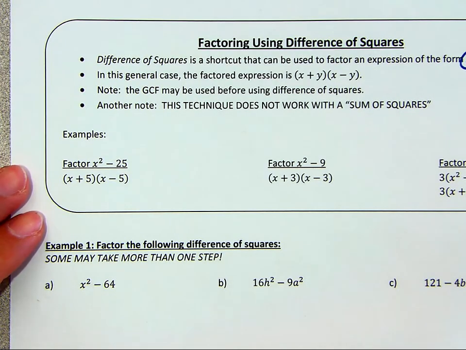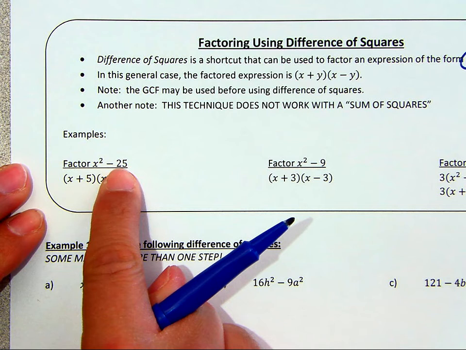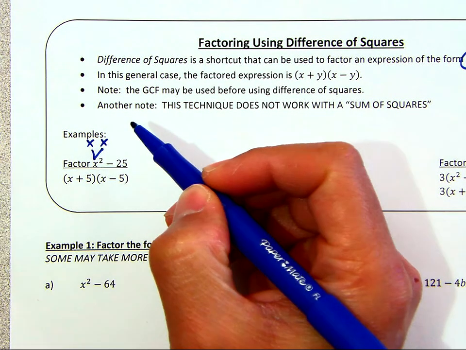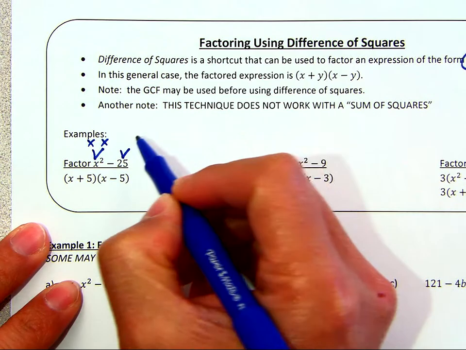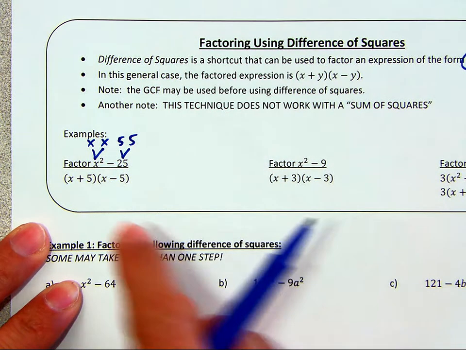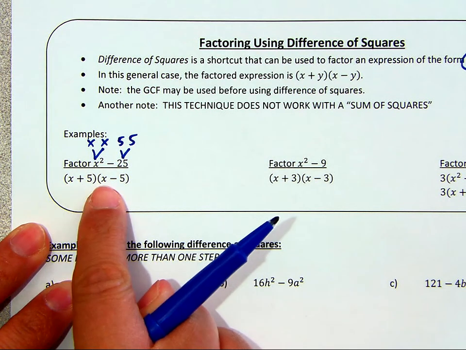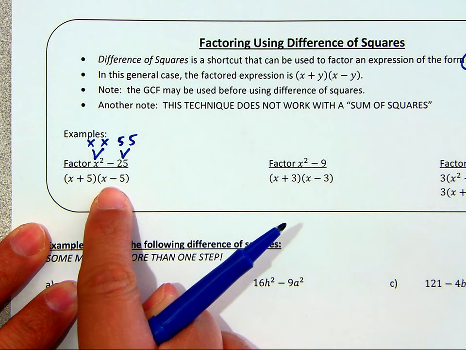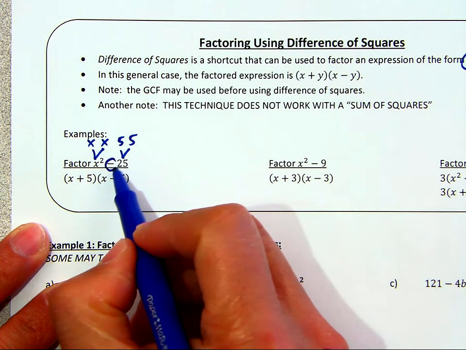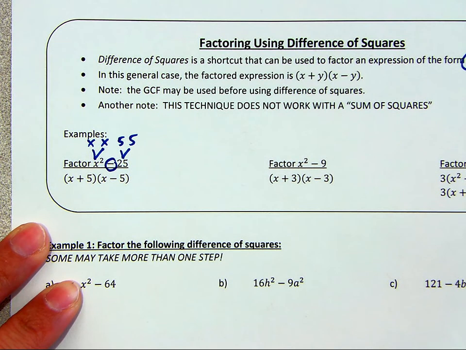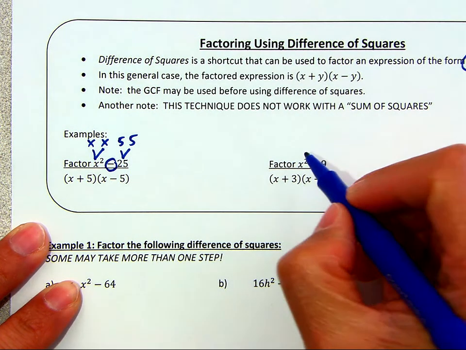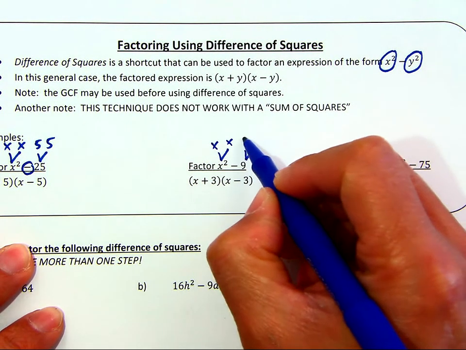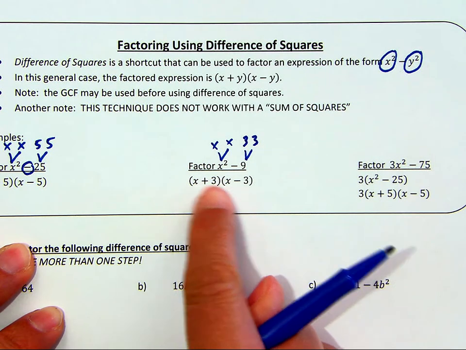All right, so there's some examples that are already done. x squared minus 25. If you think about it, x squared is the product of x and x, and 25 is a perfect square. It's the product of 5 and 5. And so you can see the factors contain x's as their first term and 5's as their second term. It's just that one of those 5's has to be negative since the term was a negative 25. Okay, and you can see in the next one, x squared is the product of x and x, 9 is the product of 3 and 3, and the factors contain x's and 3's.